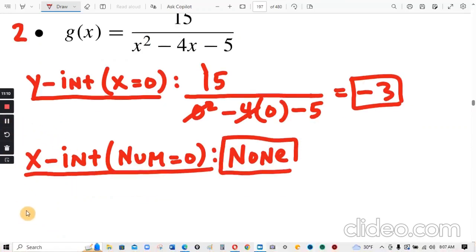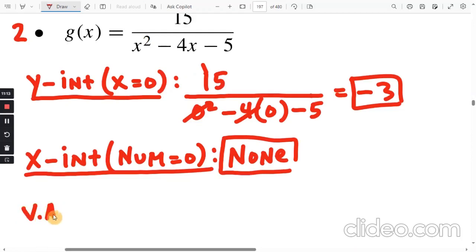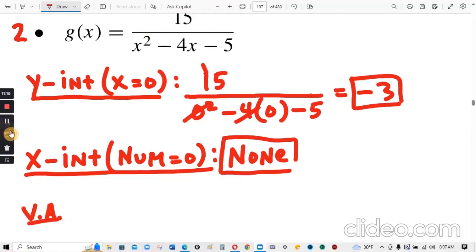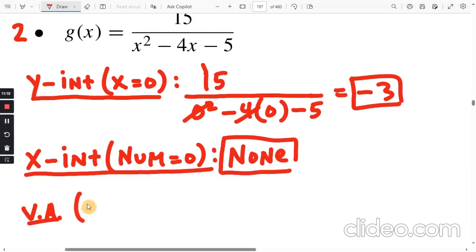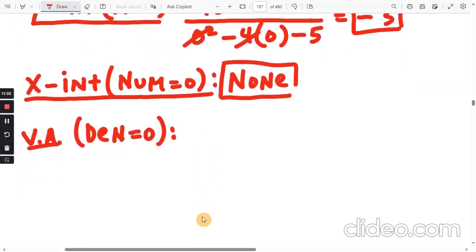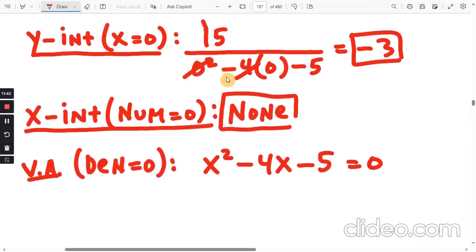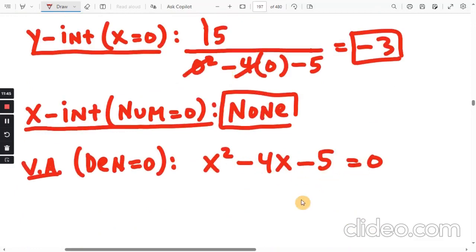Now for the vertical asymptote. Basically, for the vertical asymptote, we set the denominator equal to 0. So this here is the denominator, x squared minus 4x minus 5, and we set that equal to 0. We set the whole denominator equal to 0. How do we solve this? Factoring or quadratic formula? Well, do we have two numbers that multiply to negative 5 and add to negative 4?